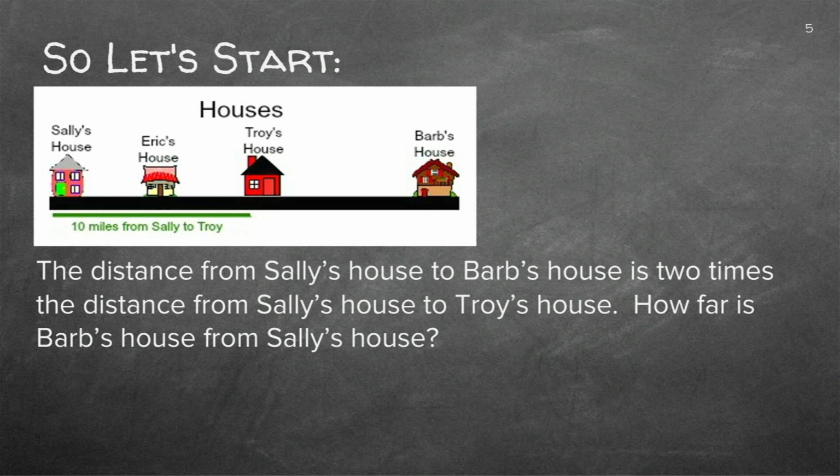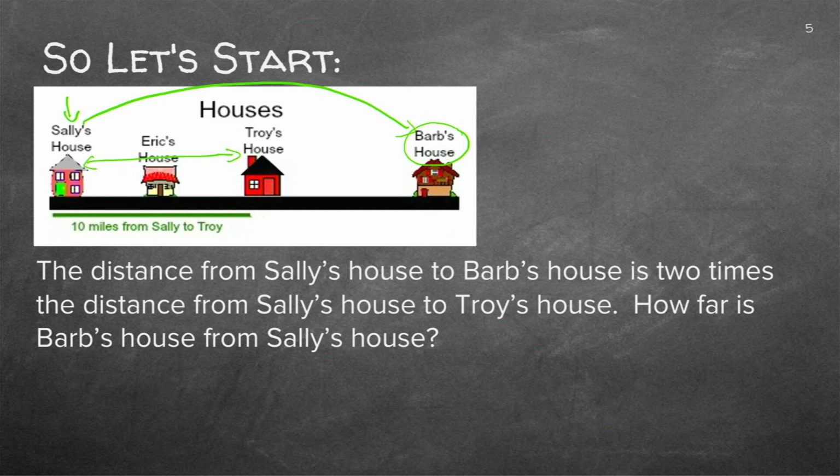The distance from Sally's house to Bob's house is twice the distance from Sally's house to Troy's house. Now here's Bob's house, and this is Sally's house. And they said that this is twice the length or distance than the distance from Troy to Sally's house.